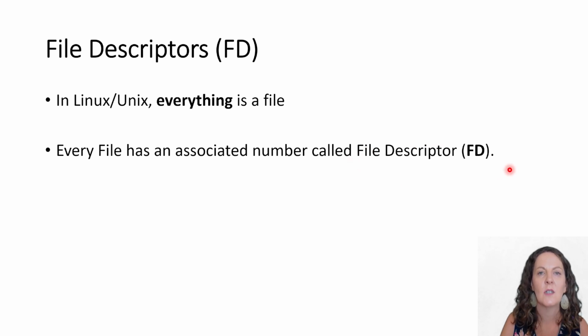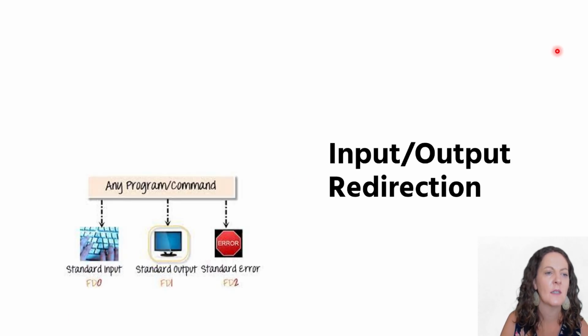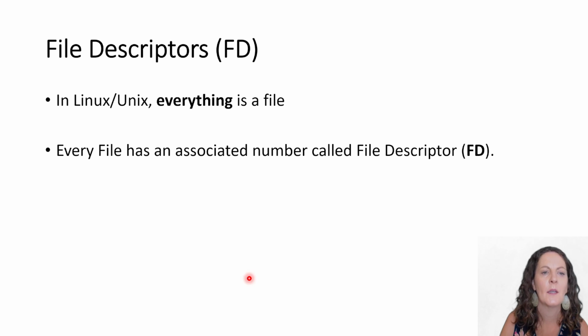So your screen has a file descriptor, which is your standard output, that I said was file descriptor 1. Your keyboard has a file descriptor, which is file descriptor 0, my standard input, and there's my standard error. So they've all got file descriptors. Your file descriptor for standard in is 0, standard out is 1, and standard error is 2.